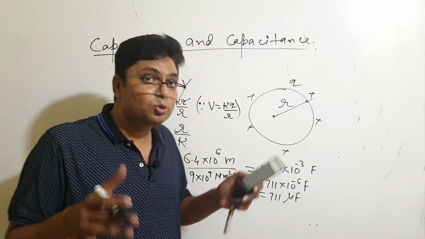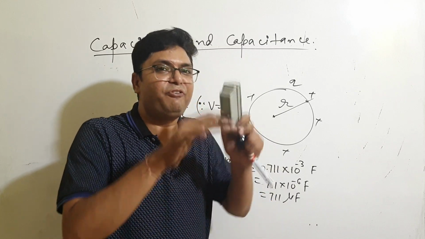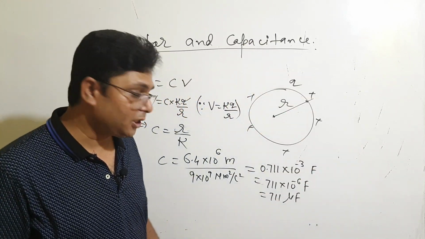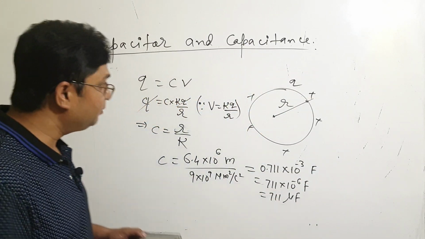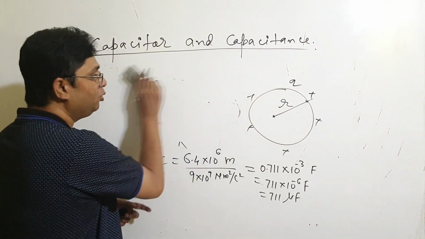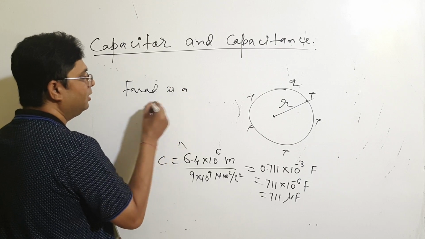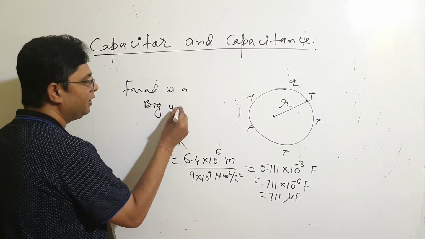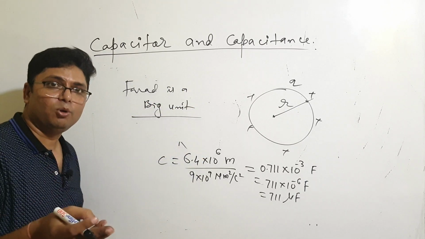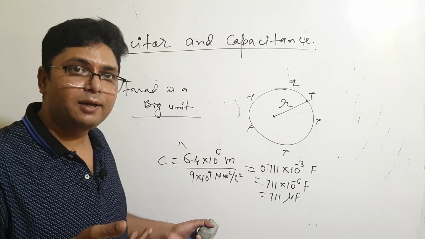This means that even so big a sphere can store charge only in the microfarad range. This means that farad is a big unit. Farad is a big unit, so we are using micro, nano, pico farad.